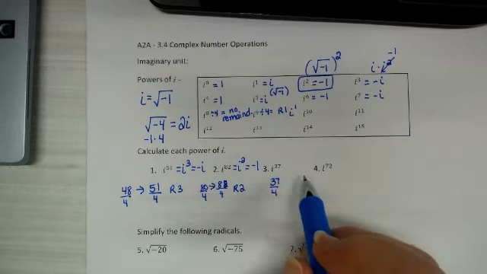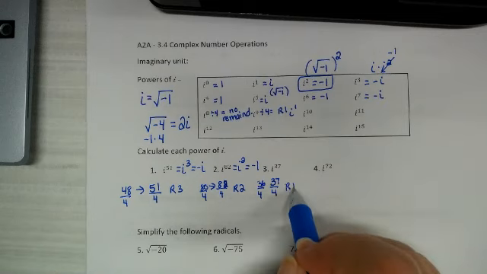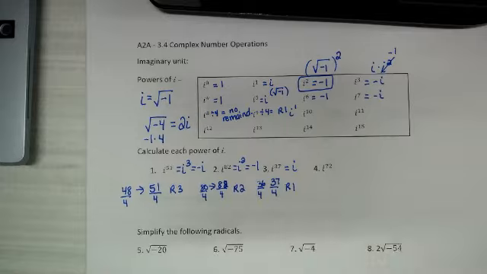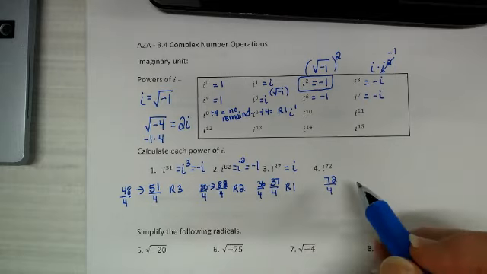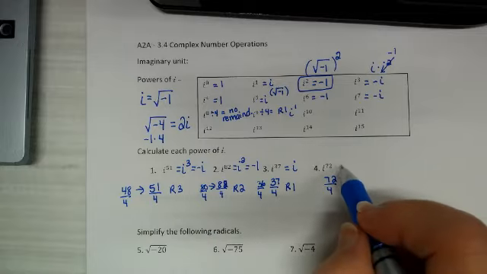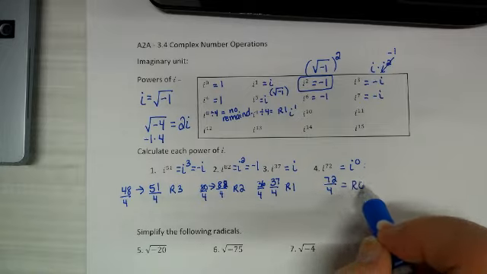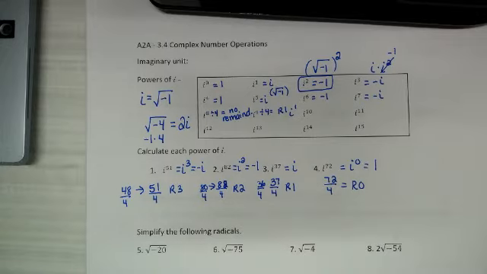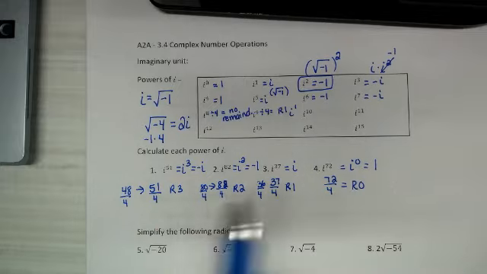37 divided by 4. Well, I know that's 1 bigger than 36, so remainder 1. So that's i to the first. 72 divided by 4. I think that one goes in evenly. So that's i to the 0, because there was no remainder, 0, which is 1. So if you know that top row, everything else just keeps cycling through every time it's divisible by 4.